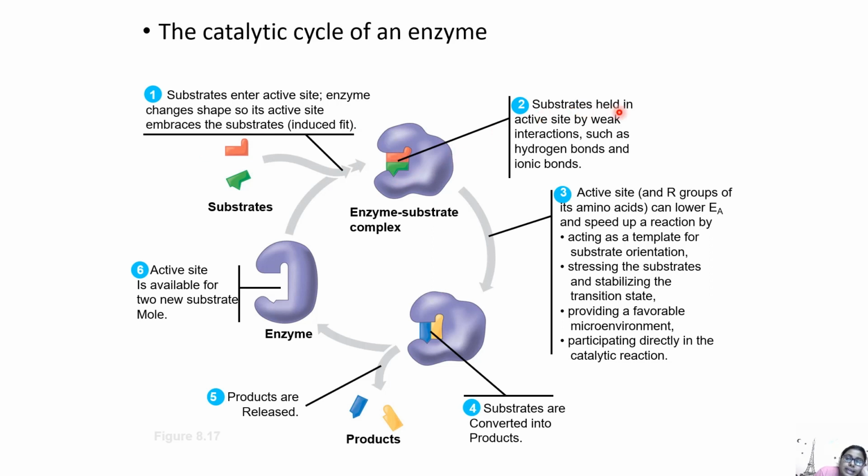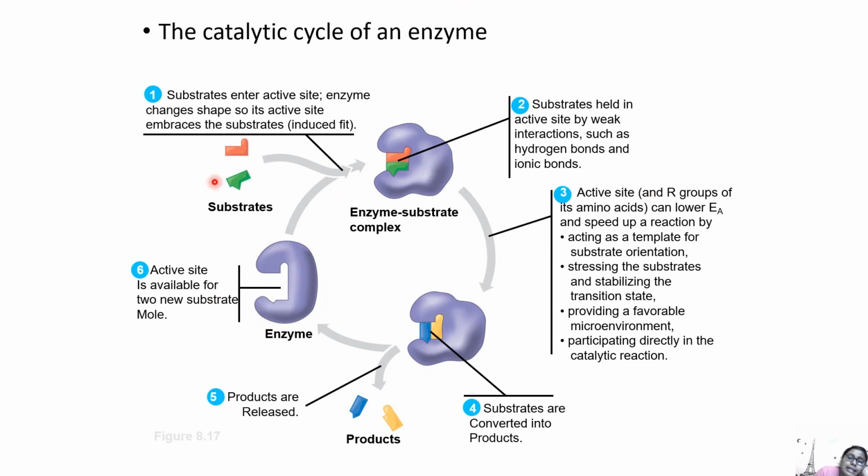Then the substrates are held in the active site by weak interactions such as hydrogen bonds and ionic bonds. Then in the active site, the R groups of the amino acids can lower the activation energy barrier, or EA, and accelerate the reaction by acting as a template for substrate orientation, by stressing the substrates and stabilizing the transition state, by providing a favorable microenvironment, or by participating directly in the catalytic reaction. Then the substrates are converted into products and the products are released. The active site is now available for two new substrate molecules. This is the catalytic cycle of an enzyme.